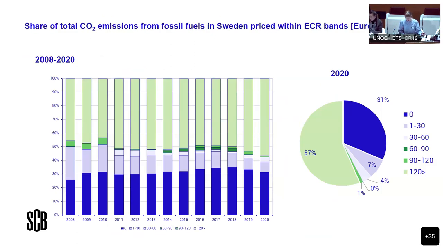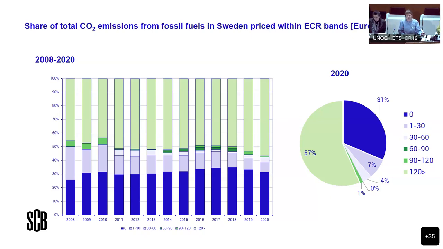So to sum up a bit, one way to illustrate this pricing mechanism is to look at it in different price ranges. So we have different ECR bands here, starting at 0 euro per ton and ending above 120 euro per ton. This is a time series to the left and the circle diagram for 2020 to the right. And what we see for 2020 is that almost a third of all the emissions in the accounts don't have a price on carbon. That's airlines and maritime transport mainly. And then we see that 57% of the emissions have a price that's higher than 120 euro per ton.